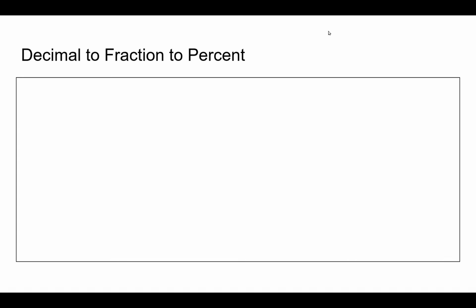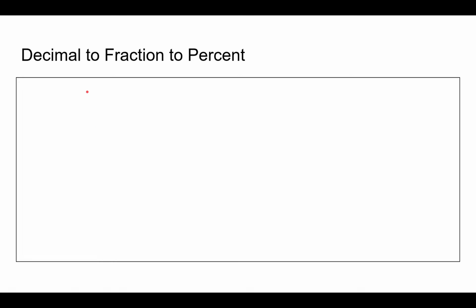All right, so we are going to talk about changing from a decimal to a fraction to a percent, or starting with the fraction, changing to a decimal and percent, things like that. So let's start with a decimal first. Let's take a look at 0.18.